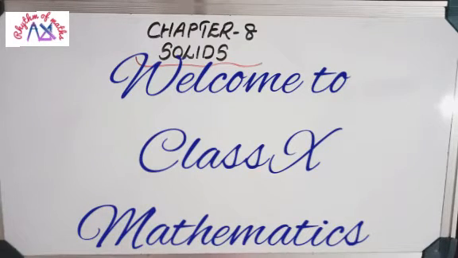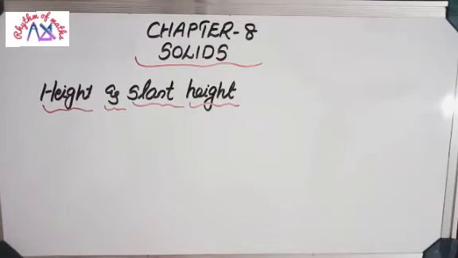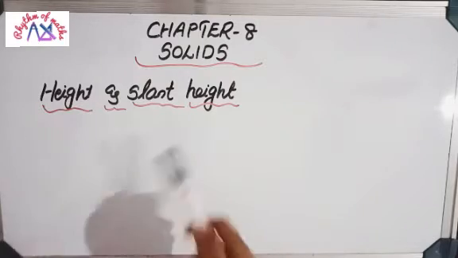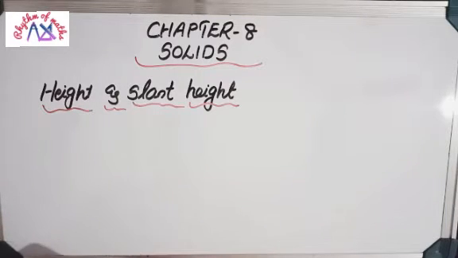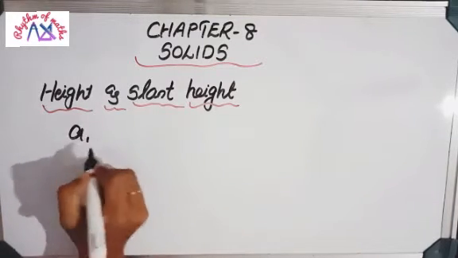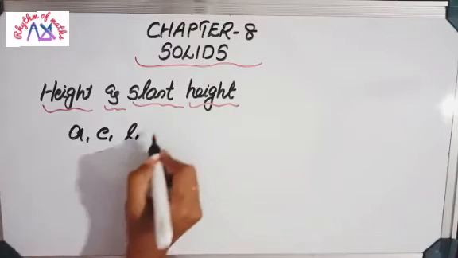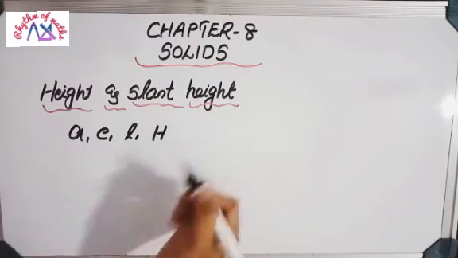In the previous two videos we have learned about square pyramid, and in the second video we have completed the first activity problems also. Now in this video let's move on to the next topic, that is height and slant height. Equations based on this also we have already learned, that is A, E, L, H. Equations based on all these.